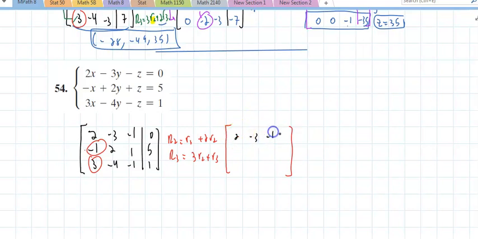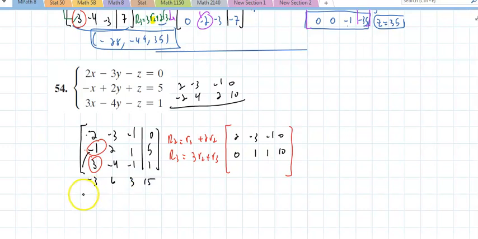2, negative 3, negative 1, and a 0. If I multiply this by 2, I'm looking at row 1, row 2 by 2, that's negative 2, a 4, a 2, and a 10. And if I add those, that's a 0, 1, 1, and a 10. And if I multiply this by negative 3, that's negative 3, 6, 3, and 15. And if I add those, I will get a 0, 2, 2, and a 14.